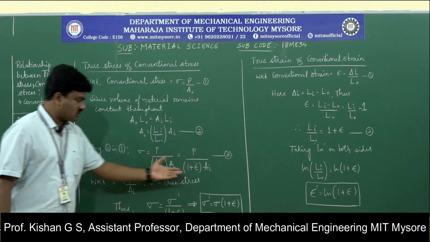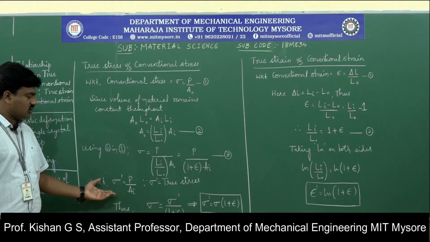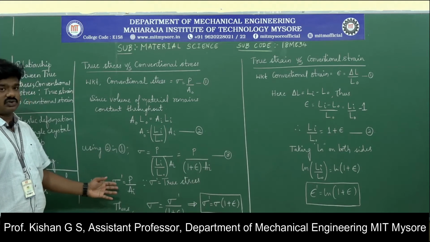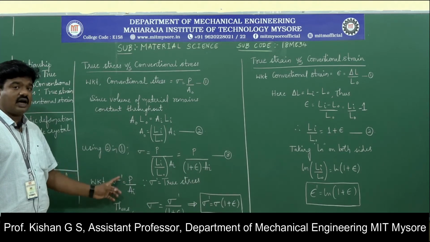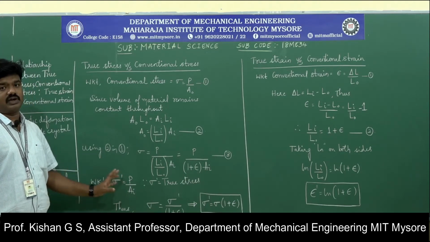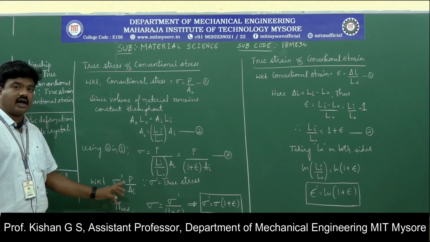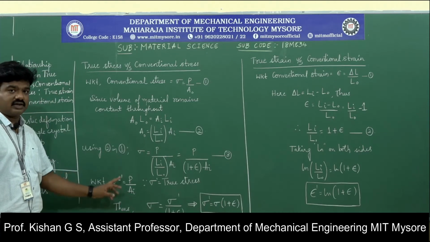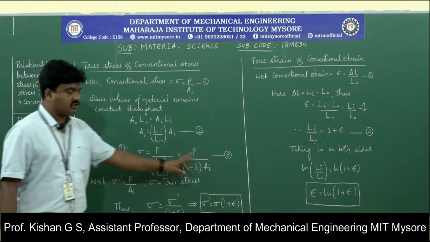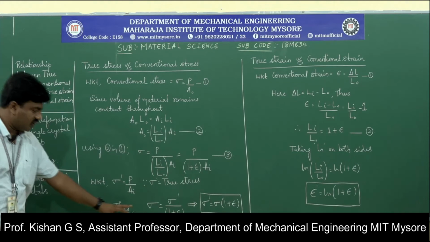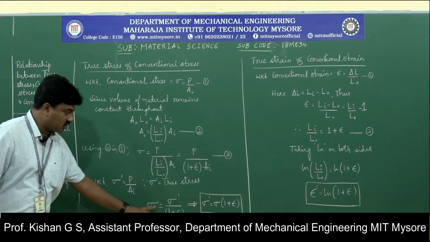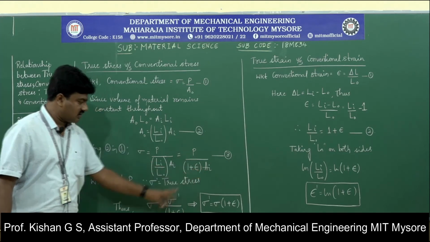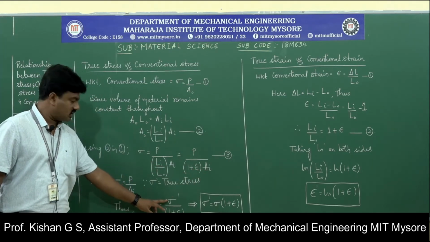We also know that the true stress is defined by sigma dash, which is equal to load per area at the instant of consideration on that particular metal, that is P by Ai. Substituting the value of P by Ai, that is true stress, in equation 3, we end up with the conventional stress sigma equal to sigma dash by 1 plus epsilon, where P by A naught is replaced by true stress, sigma dash.